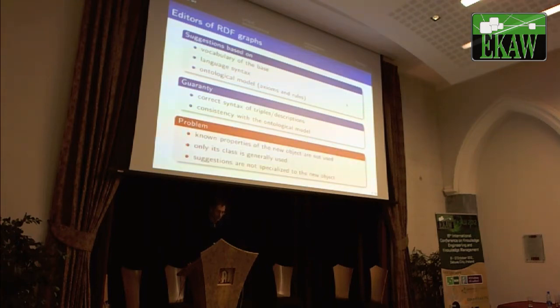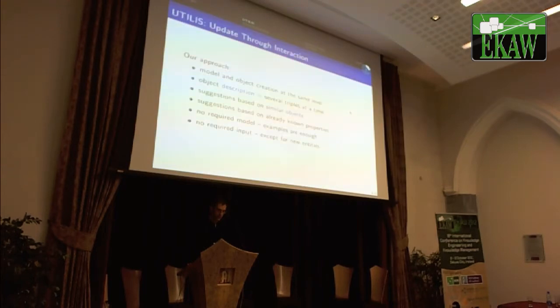However, there is still a problem we consider here: if you already have given some properties to the object you want to describe, those properties that are already known are not used to give the suggestions to the user. Only its class is generally used, and because of this, the suggestions are not specialized to the new object. And there is another aspect to this problem which is not written here. If you already have some similar objects in the base, it could be useful to look at them to provide better suggestions.